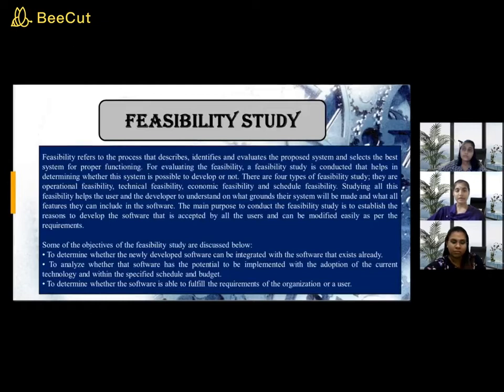Feasibility study. Feasibility refers to the process that describes, identifies, and evaluates the proposed system and selects the best system for proper functioning. For evaluating the feasibility, a feasibility study is conducted that helps in determining whether this system is possible to develop or not. There are four types of feasibility study: operational feasibility, technical feasibility, economic feasibility, and schedule feasibility.